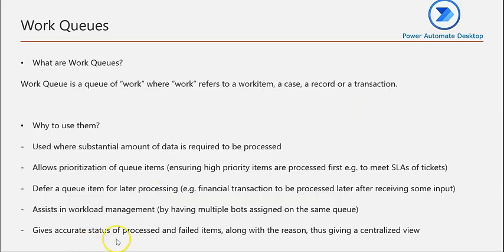It gives you the accurate status of the processed or the failed items. Now you can mark the individual work queue items as successfully processed or failed. You can even give a detailed description of the error that happened so that anyone, the onlooker, the manager or the client, the customer, anyone can get a centralized view of the queue and what its benefits are, before we move on to how they are created and interacted with.